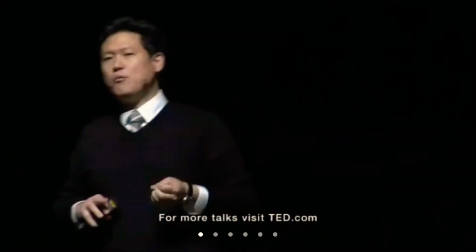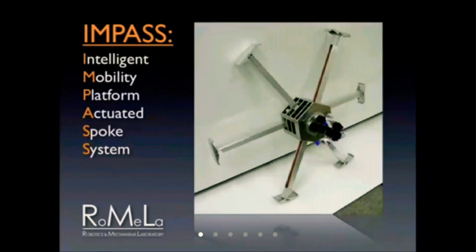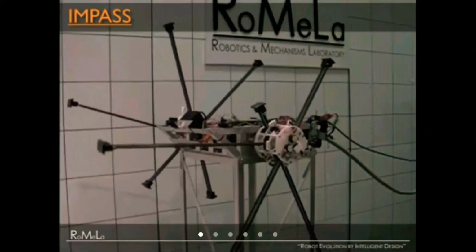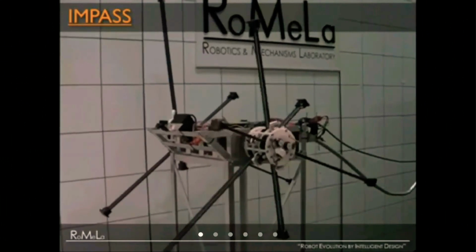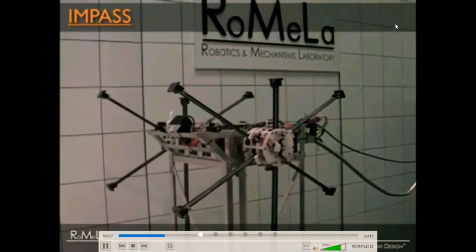The second robot I want to talk about is called Impasse. It stands for Intelligent Mobility Platform with Actuated Spoke System. So it's a wheel-leg hybrid robot. Think of a rimless wheel or a spoked wheel, but the spokes individually move in and out of the hub. So it's a wheel-leg hybrid. We're literally reinventing the wheel here. Let me demonstrate how it works.